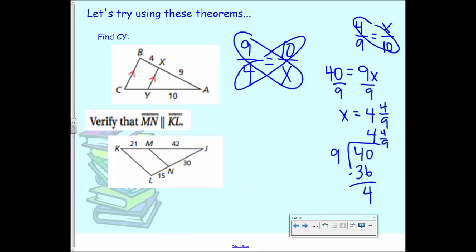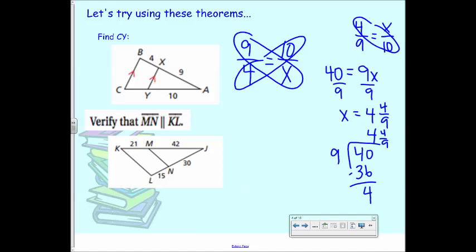All right, so how would I verify in this one that MN is parallel to KL? How would I verify that MN is parallel to KL? You figure out if the sides are proportional. Are these proportional? Yes, because what do you do to go from 21 to 42? And then 15 to 30? Good, multiply by 2.